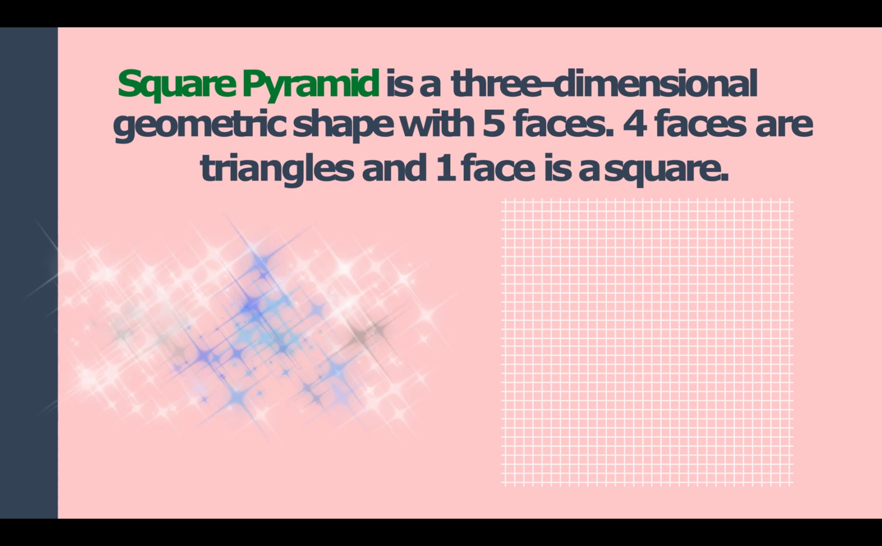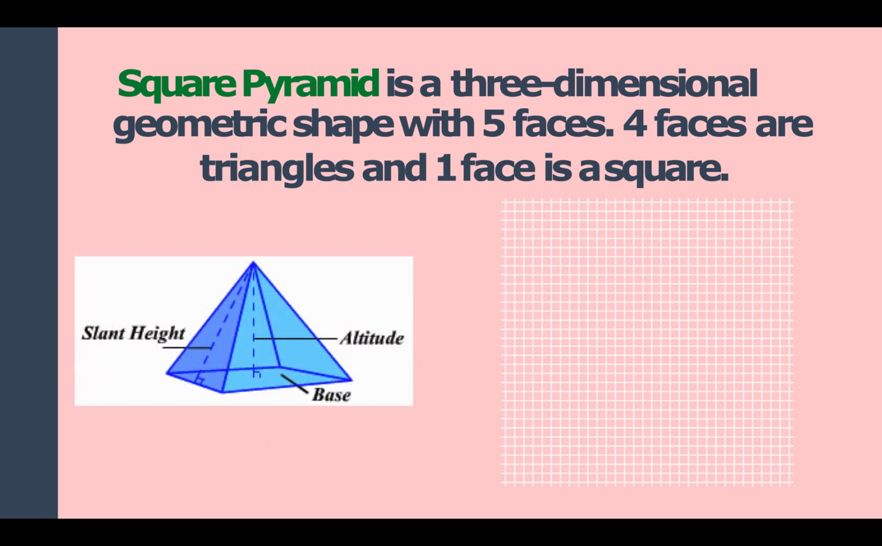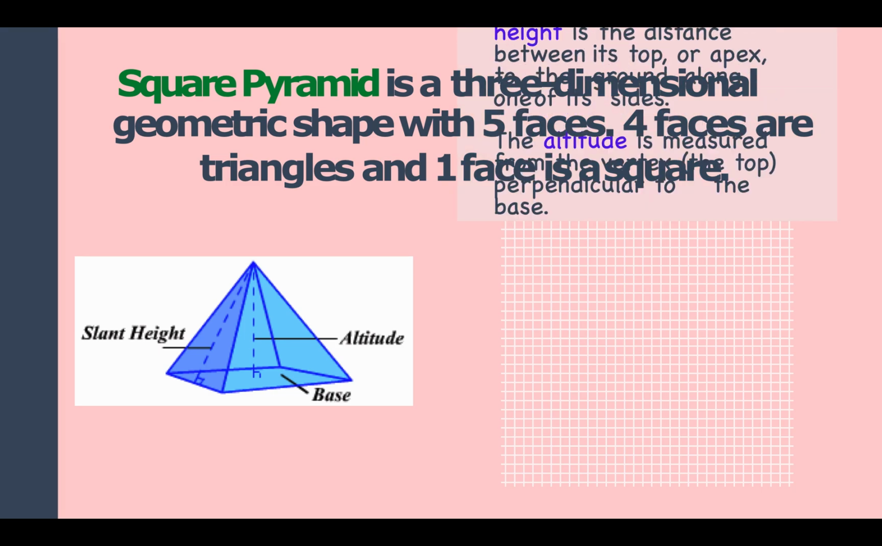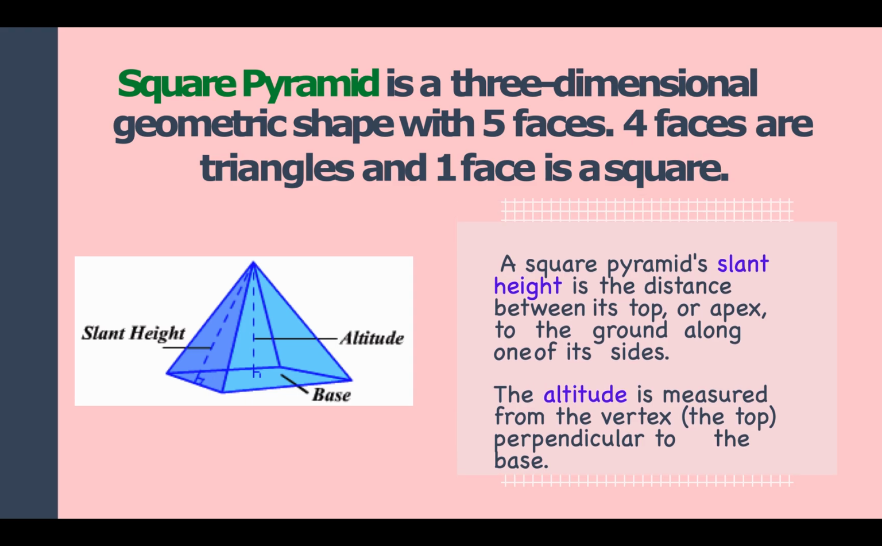So here, the base is a square. So we'll just be using a square pyramid. The parts of a square pyramid are the slant height, the altitude, and of course the base. So what do we mean by the slant height? The slant height is the distance between its top or apex to the ground along one of its sides.